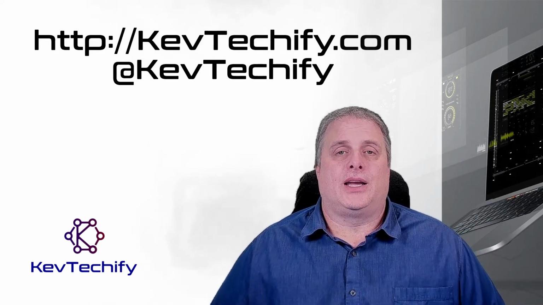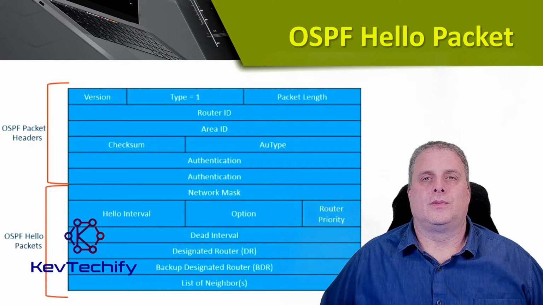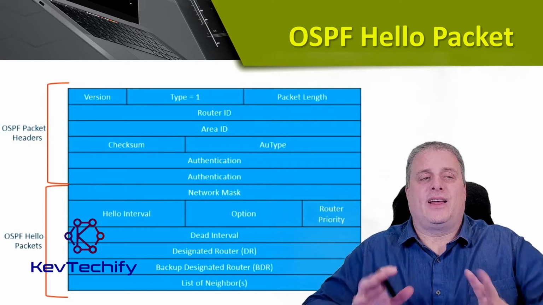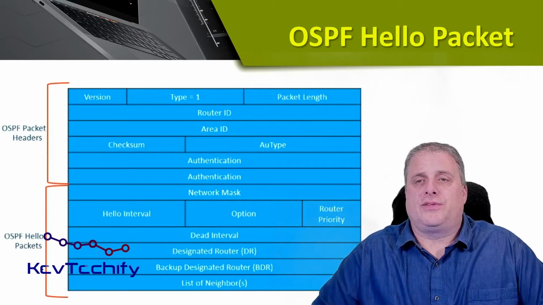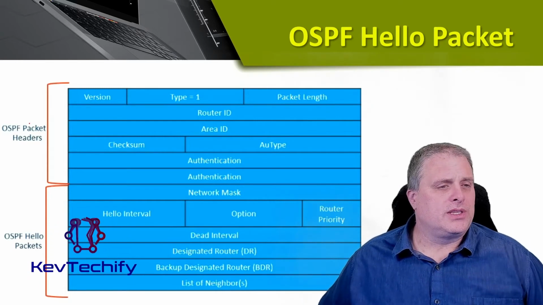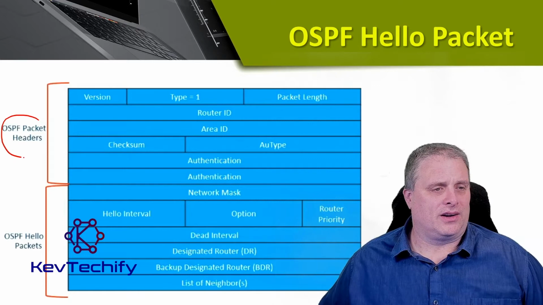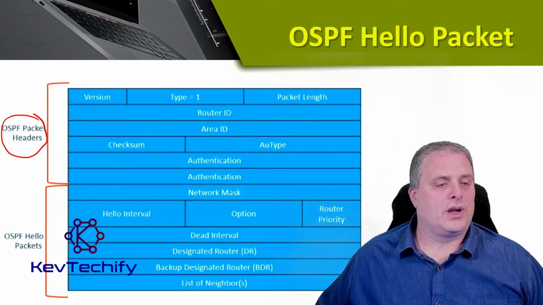Let's talk a little bit about the OSPF hello packet. There are 2 parts to the OSPF hello packet. The first one is the OSPF packet header. And the second part is the OSPF hello packet.